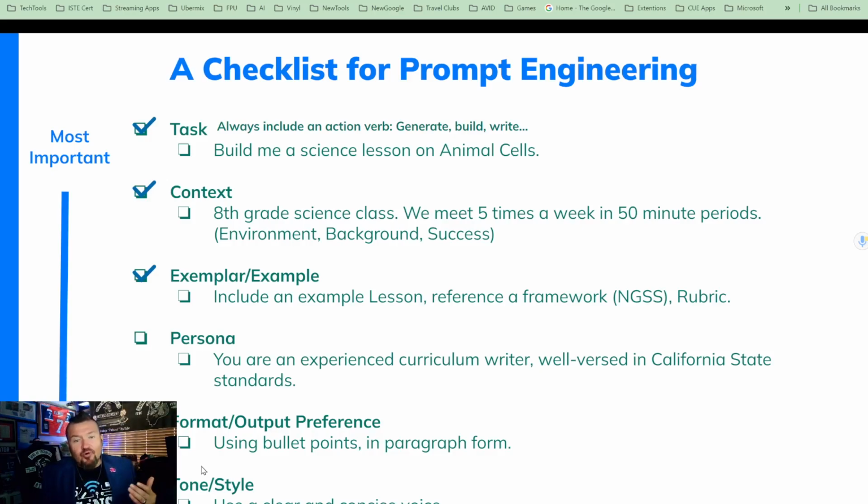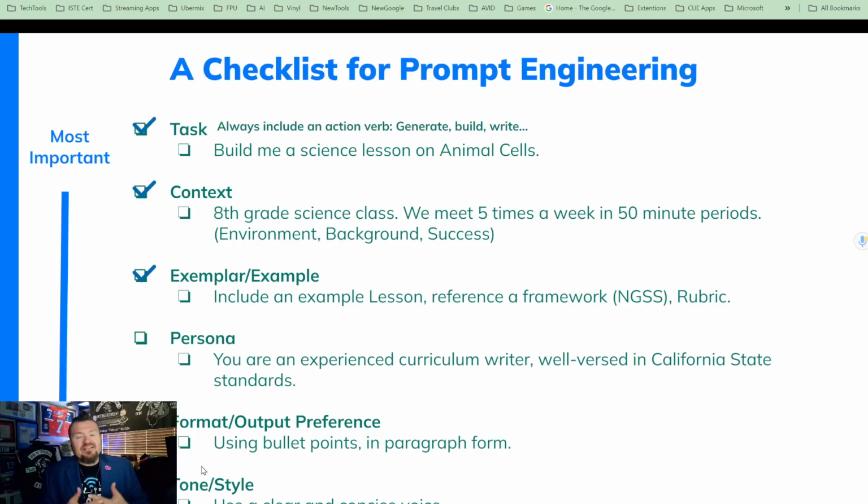Maybe you have a rubric. That's the example or the exemplar that we're going to be looking there. And then you can also ask for it to change its persona. You are an expert in writing lesson plans, or in a format. Please make sure the format is in bullet points, or tone and style. This is for my students, so please only use 8th grade vocabulary, right, in that tone or style. This is just a checklist for how to craft a successful prompt.